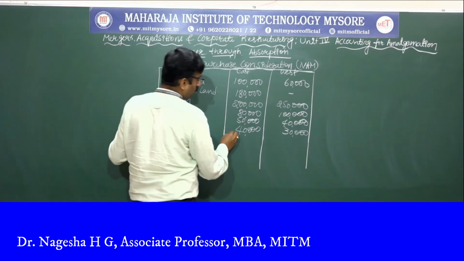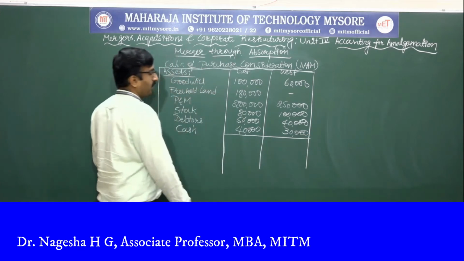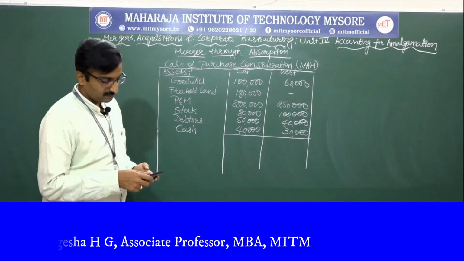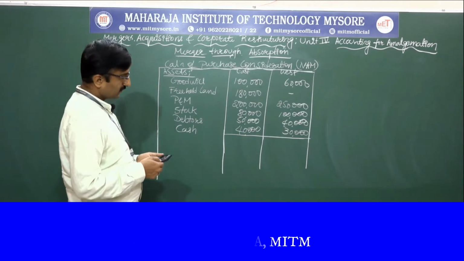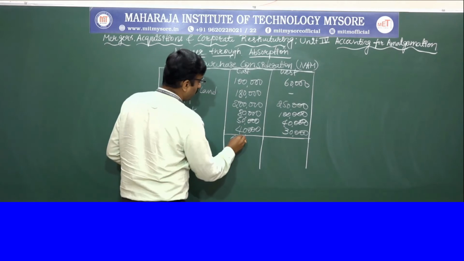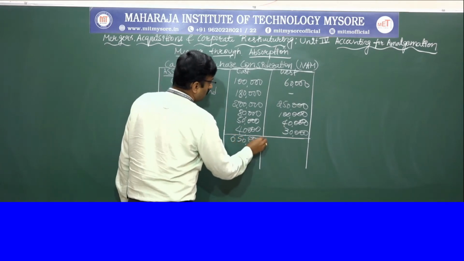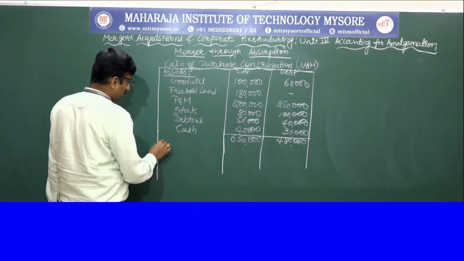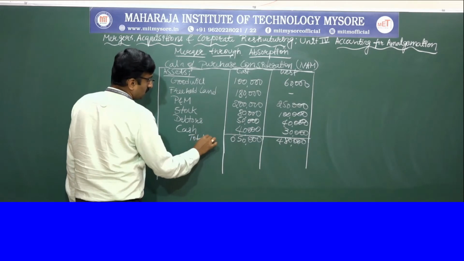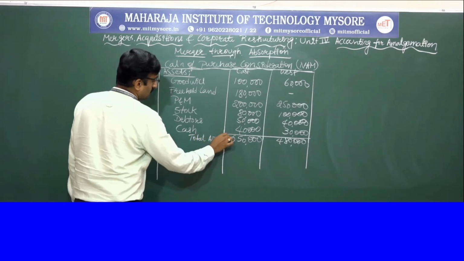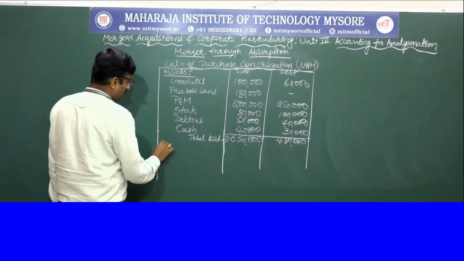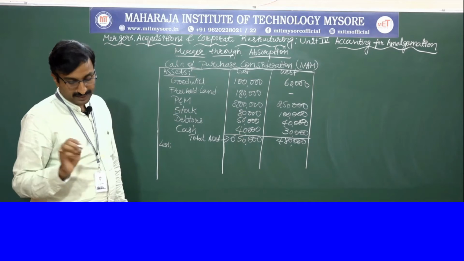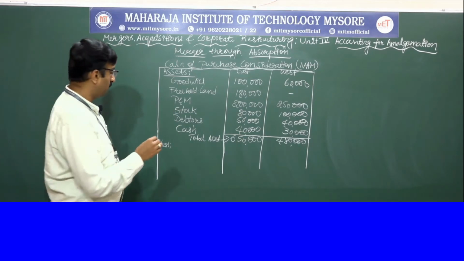Yes, do the total of this. It is 6,50,000, they only mention in the problem, and 4,80,000 less. This is total asset. Next, less: some of the external liabilities we have to minus.